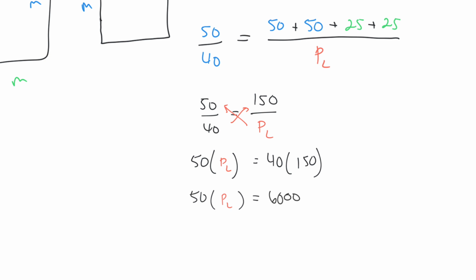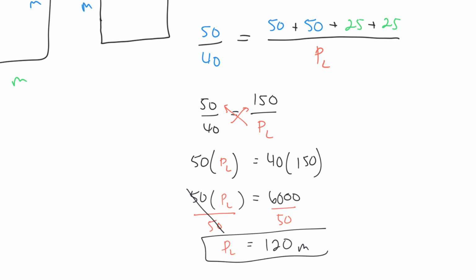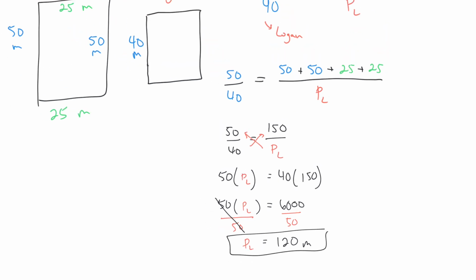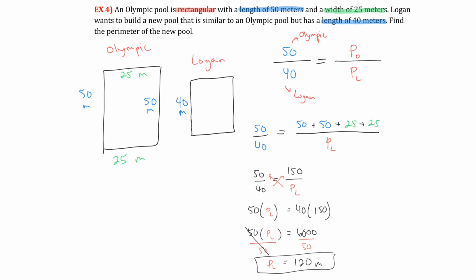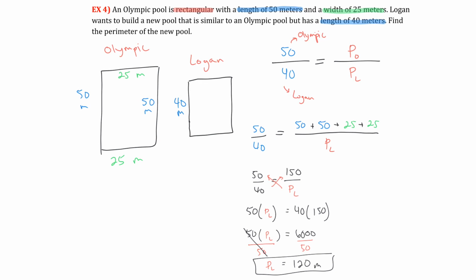To finish solving for the perimeter of Logan's pool, divide both sides by 50. 50 divided by 50 becomes 1. And so we are left with the perimeter of Logan's pool, which is going to be equal to 120 meters. All right, and there you have it.